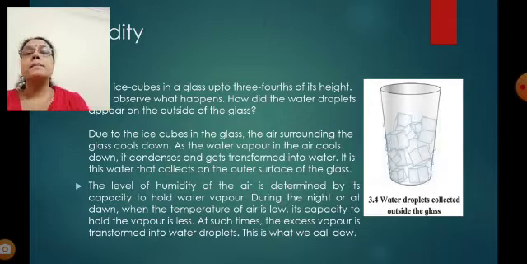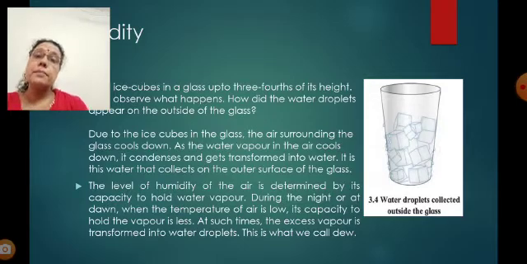Next is humidity. Water droplets collected outside the glass. One small experiment activity is there. We can do this at home. Take ice cubes in a glass up to 3/4 of the height. Observe what happens.